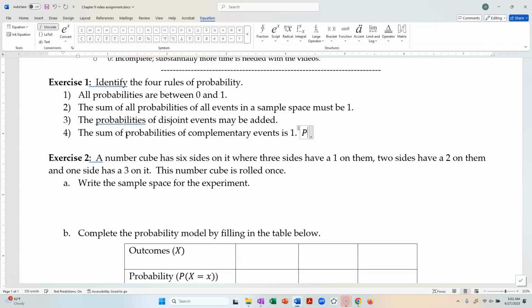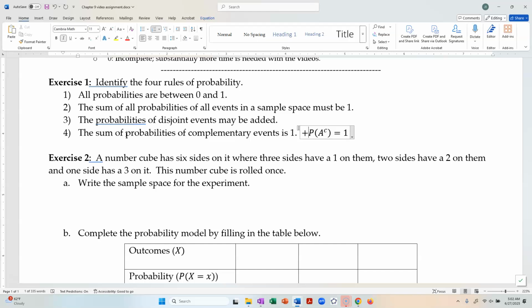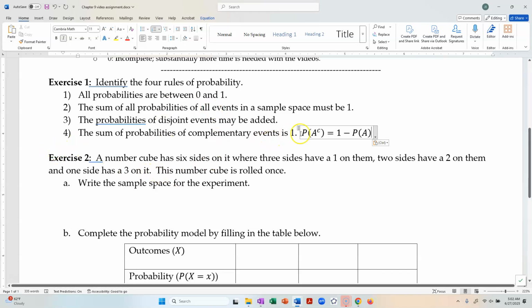Another way to say that same thing is if you have P of A, so that's an event, and you look at the complement, that's 1. Or if you rearrange this, move P of A to the other side of the equation, you just get probability of the complement is 1 minus probability of the event, which is what was said in the video. So it's just another way to reframe that. Okay, and this rule will be very, very handy this week and next week as we're working with probabilities.